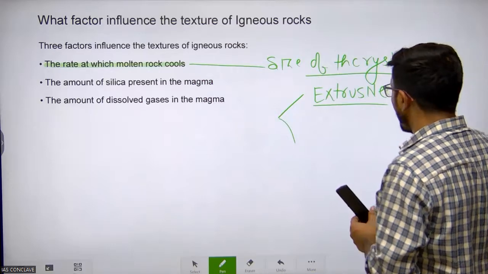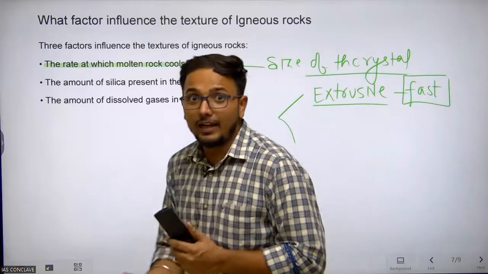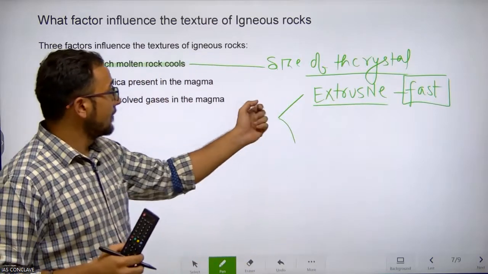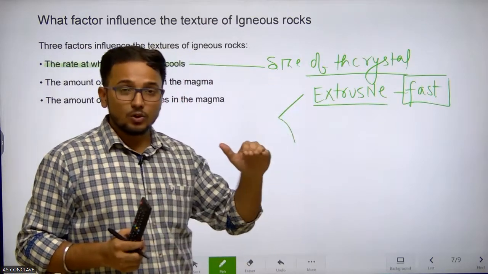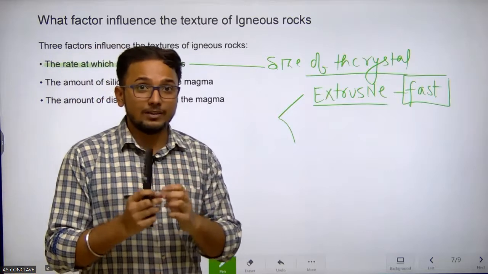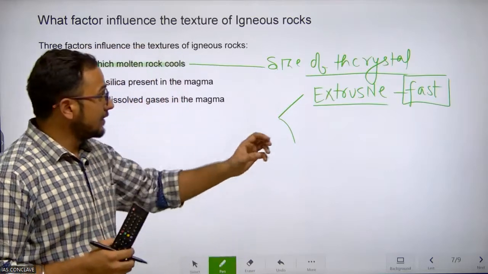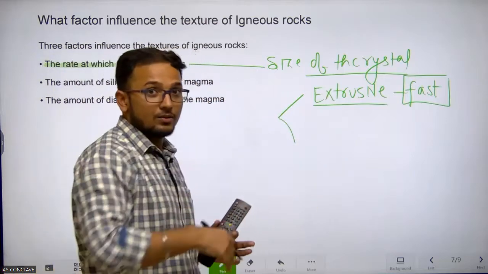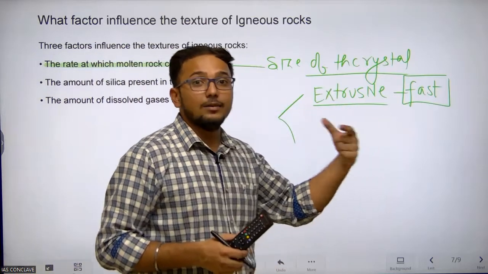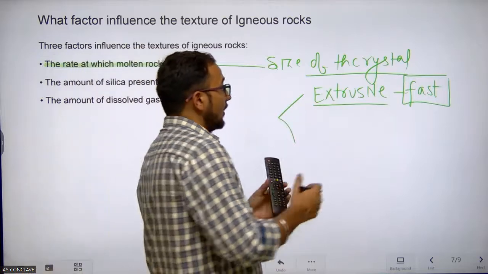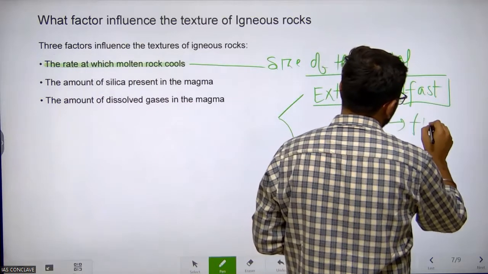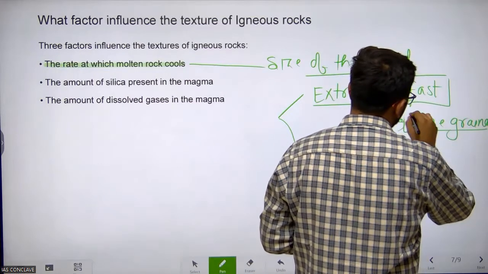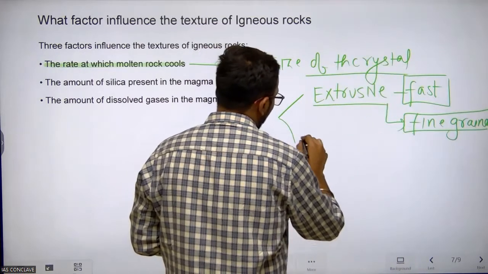If the cooling rate is so fast, that means when magma erupts, it will crystallize very fast, at a very high speed. That means the ions will crystallize at their very locations, they cease their movement at the beginning, and that is how the igneous texture will be very fine grain.